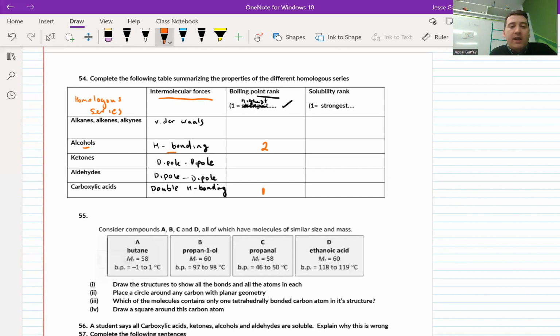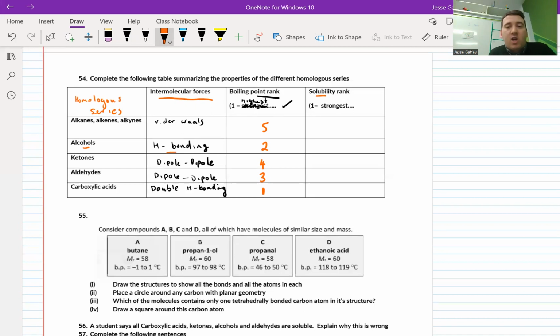Okay, so aldehydes and ketones both have dipole-dipole. I would say that the aldehydes, because of the dipole-dipole, the carbonyl group at the end of the molecule, this makes the boiling point just a tiny bit higher, but there's not much in it. This is definitely 3 and 4, these two. And then last of all, these only have van der Waals, so these are definitely the lowest.